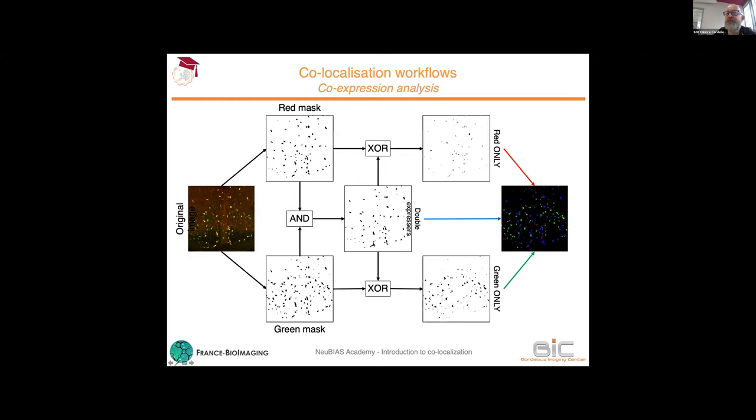I will be able, using for instance Analyze Particles in ImageJ, to count the double expressors, the red only cells and the green only cells. And you see, no Manders coefficient, no fancy Pearson, no fancy randomization and so on. Simply by regular tools that you can find in ImageJ, you can do the co-localization workflow and have the numbers at the end.